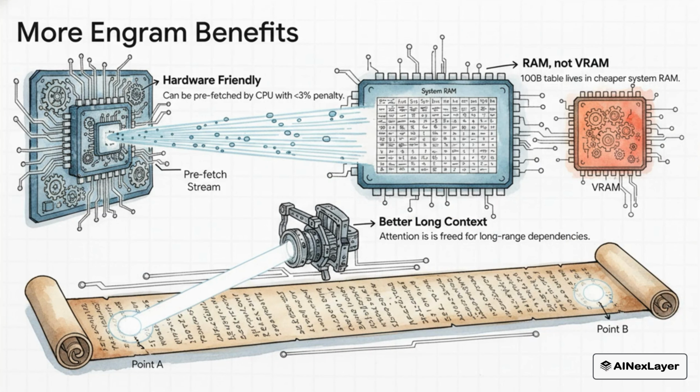And the wins just keep coming, even down to the hardware. Because the memory lookups are so predictable, the CPU can grab them ahead of time with almost zero performance hit. This is huge because it means you can have these massive 100 billion parameter memory tables sitting in regular, cheap system RAM, not the super expensive VRAM on your GPU. It also helps with long context stuff because the model's attention isn't getting distracted by simple facts and can focus on the big picture connections in a long document.